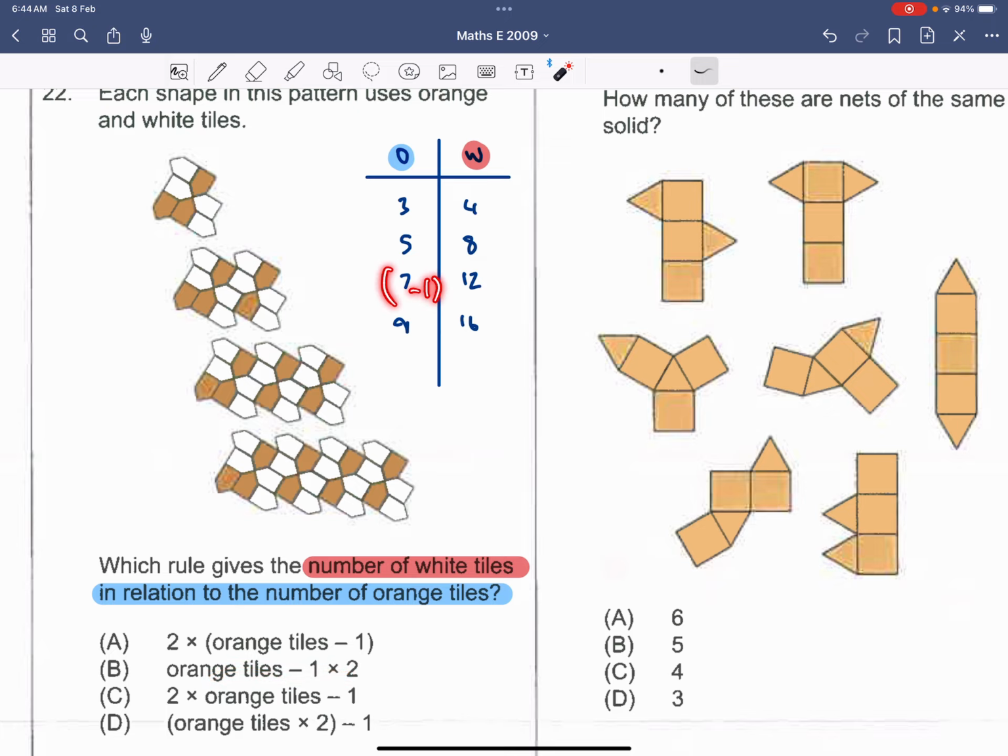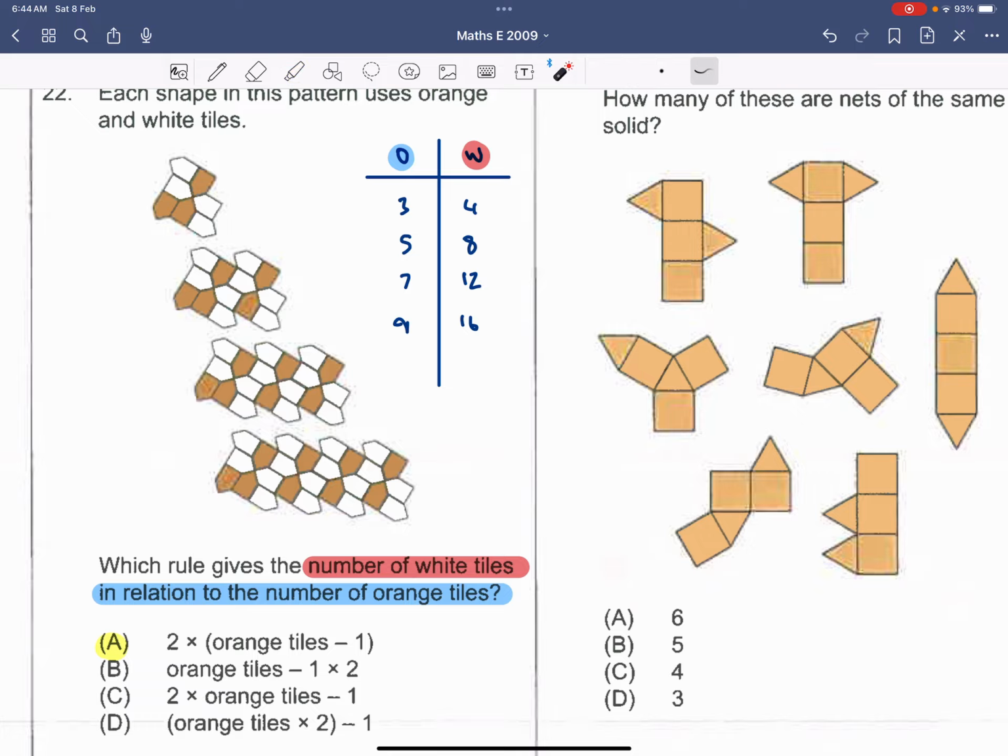Doesn't matter whether you write the times 2 at the start or at the end, as long as the 7 take 1 is in brackets, it's fine. So 9 take 1 is 8, and then 8 times 2 is 16. So there's your rules. It's the orange tiles, take away 1, times by 2. So there you go. I use the options to help me figure out what it is.